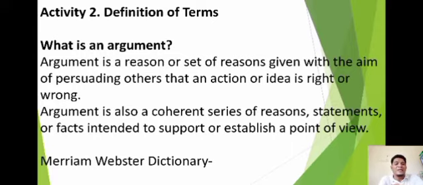Also, according to Merriam-Webster Dictionary, argument is also a coherent series of reasons, statements, or facts intended to support or establish a point of view. So meaning, ang argument ay hindi ito haka-haka, hindi ito mga salita-salita lamang na iniisip at sinasalita ng mga tao. Bagkus, argument is a coherent series of reasons that's supported by the fact to establish a point of view.